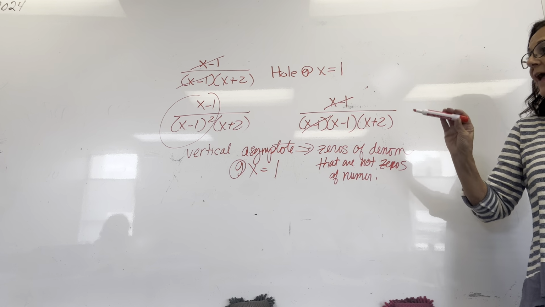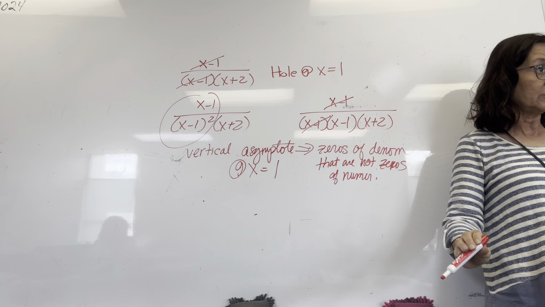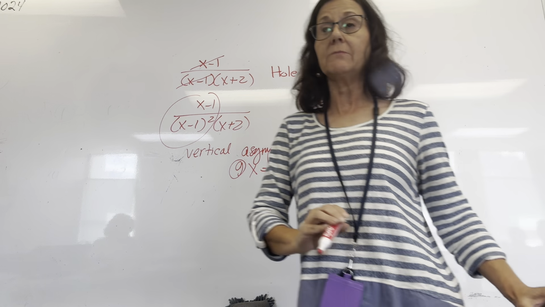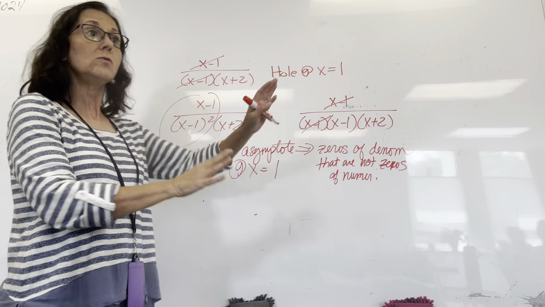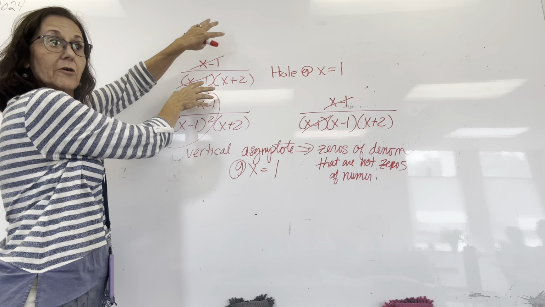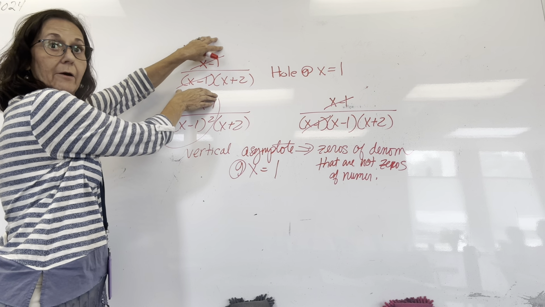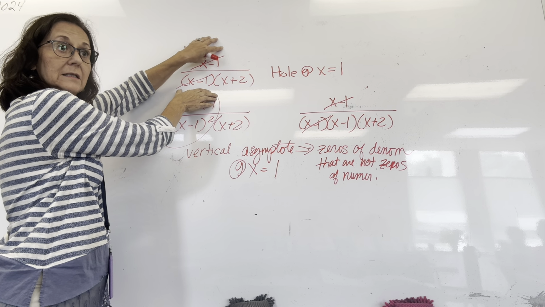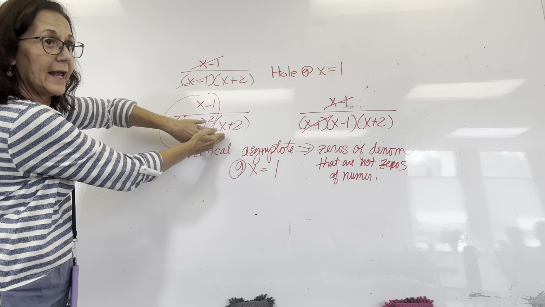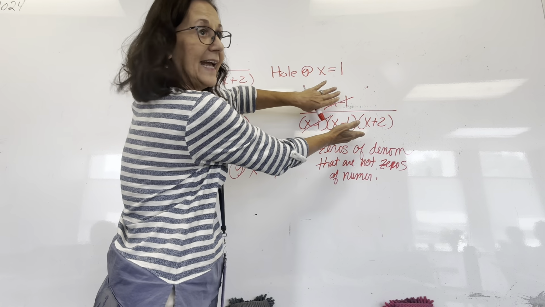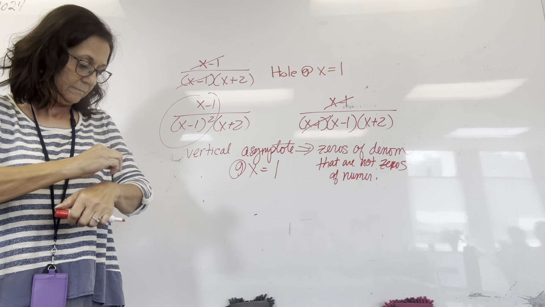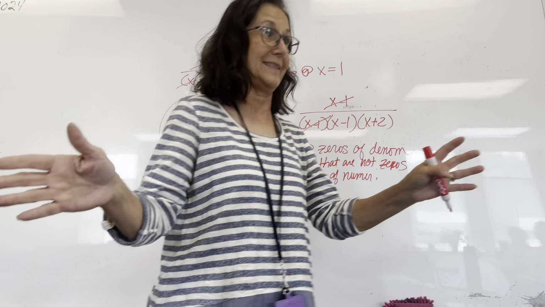So holes and vertical asymptotes have to do with zeros. There's a hole in a graph when I can cancel every one of those terms in the numerator with one in the denominator. Does it make sense? There's a vertical asymptote at whatever zeros are in the denominator after I do all the canceling. And we're going to walk through this and practice this, okay?